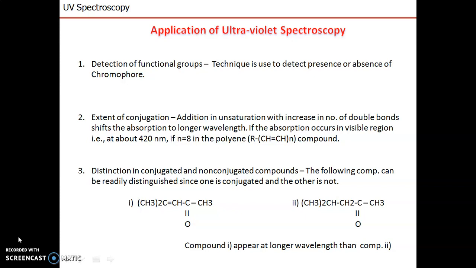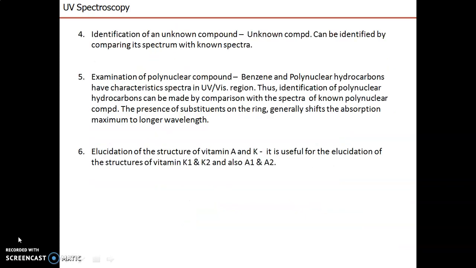Next is distinguishing conjugated and non-conjugated compounds. By UV, we can distinguish the conjugated as well as non-conjugated compounds. In the slide we are seeing that the first compound and second compound are both isomers, but the first is a conjugated compound and the second is a non-conjugated compound. Hence the conjugated compound shows absorption towards the longer wavelength than the non-conjugated compound. So if we have isomers, we can distinguish conjugation and non-conjugation by their appearance at a particular wavelength. Always, a conjugated compound shows absorption at a longer wavelength than the non-conjugated compound, and we can distinguish the type of compound like this.